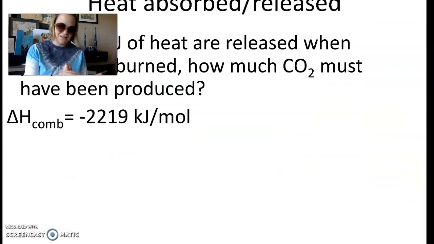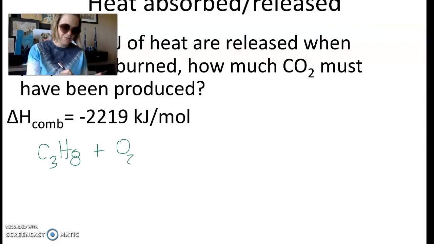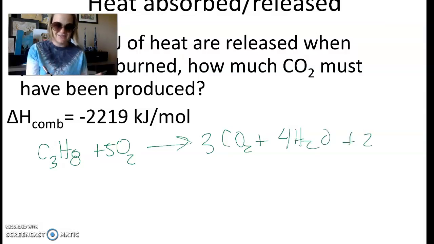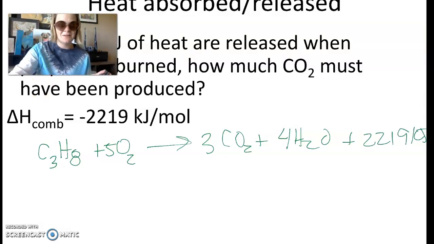I'm going to rewrite our balanced equation. We had propane, just so we've got it again. There we go. C3H8 plus 5O2 makes 3CO2 and 4H2O. And I'm including the energy, 2,219 kilojoules, just like I did before. Let me move my pics out of the way.